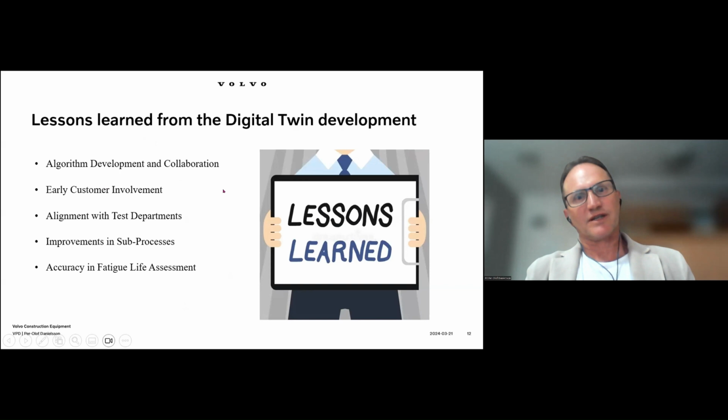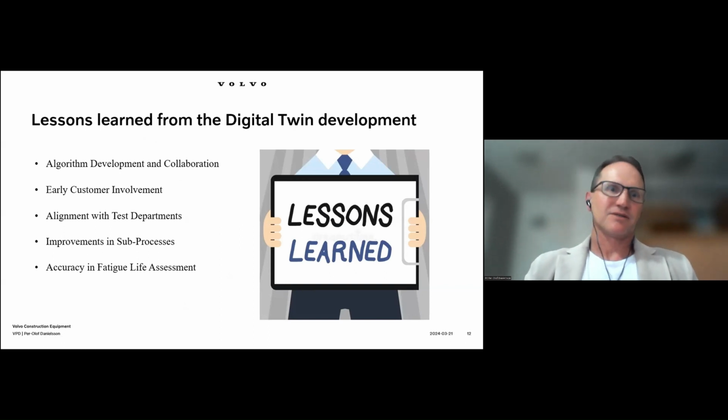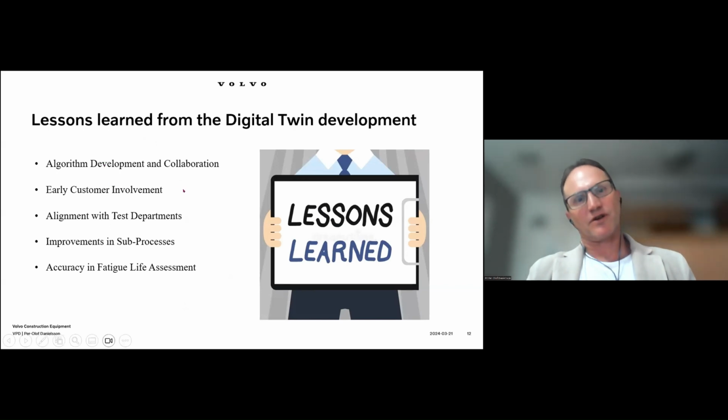Sometimes very good ideas, we think, come up in product development, but if that's not discussed with those who are very close to customers, sometimes the idea is not so great for the customer, and then it's a waste. So we need to involve customers very early when we do the algorithms. Alignment with test departments: several test departments are involved, so they need to be involved very early in the planning phase.